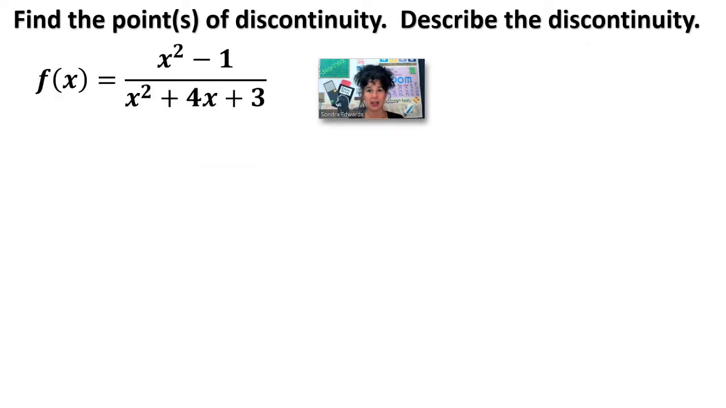Here's another one, just to make sure you've got this down. Any number that makes the denominator 0 is going to be a discontinuity.